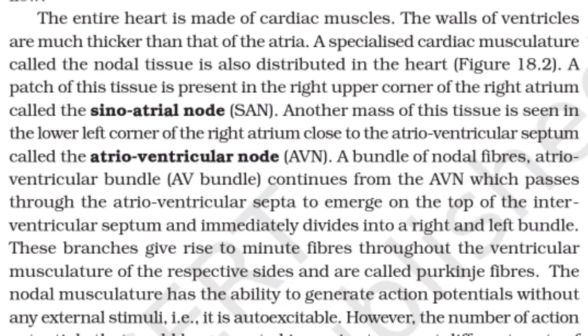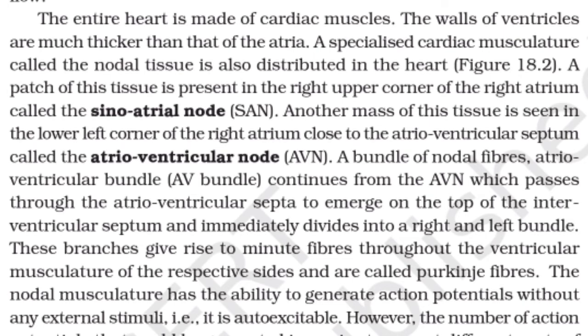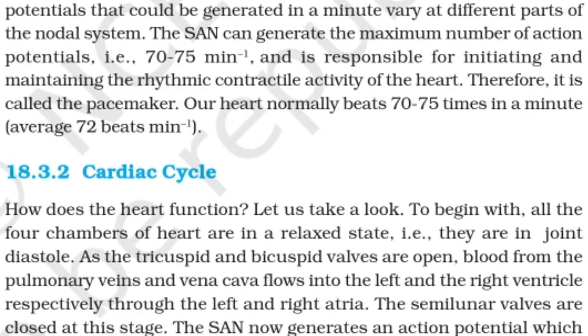The nodal musculature has the ability to generate action potentials without any external stimuli. That is, it is auto-excitable. However, the number of action potentials that could be generated in a minute varies at different parts of the nodal system. The SAN can generate the maximum number of action potentials, that is 70 to 75 per minute, and is responsible for initiating and maintaining the rhythmic contractile activity of the heart. Therefore, it is called the pacemaker. Our heart normally beats 70 to 75 times in a minute (average 72 beats per minute).